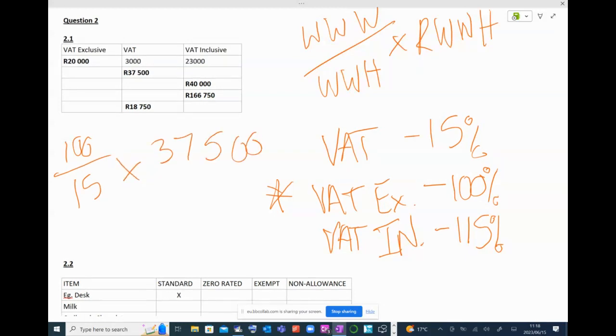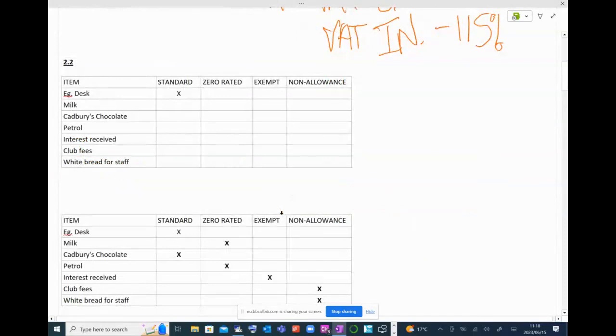What is our VAT exclusive? 250,000. That's it. And then you add those two together. What do we get to get our VAT inclusive? 287,500. Guys, do I need to go through the rest of this? We're happy, right?